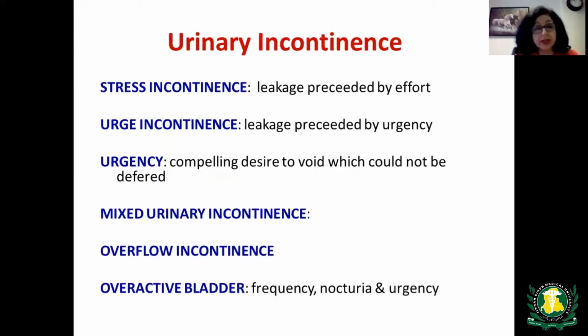So what is stress urinary incontinence? In stress urinary incontinence, the leakage is preceded by effort or any kind of physical activity like jumping, trampolining, walking, or exercise. So leakage happens after there is any activity. However, in urge incontinence, leakage is preceded by urgency. So women get a desire that they want to go, whether or not the bladder is full, and if they are not very close to the toilet, they would leak. So there is no control whatsoever.